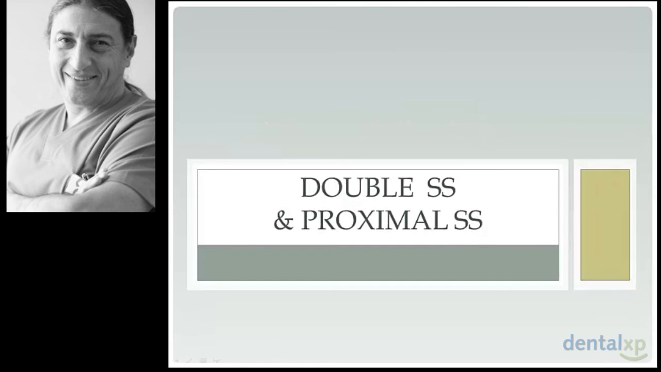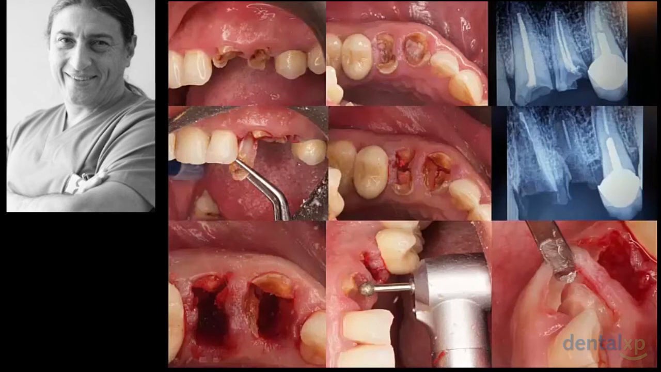Here there is a case of a double socket shield, two teeth and a proximal socket shield between them. There is a canine and a bicuspid. We did the socket shield, but on the canine we cut a T cut, horizontal and perpendicular, and we extracted this part, and this is the buccal shield, and this is the proximal shield. So we left the distal part of the canine here.